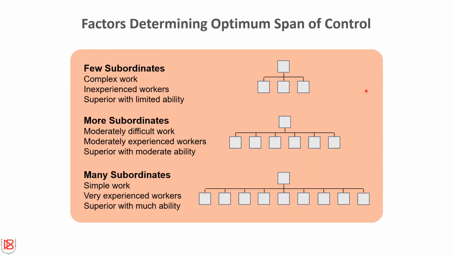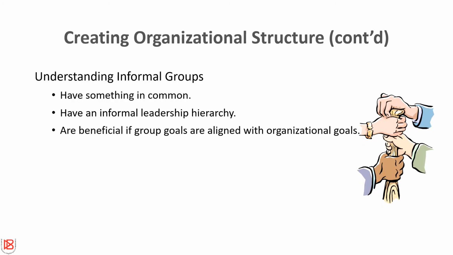The case might differ in determining the optimum span of control. Here we are talking about fewer subordinates: it is very complex work, with inexperienced workers probably, and a superior with limited ability. When we have more subordinates, it means the work is relatively easier, the workers themselves are probably very experienced, and the superior has a definite ability in managing them. But when people have many subordinates, it says the work is absolutely simple. The workers are very confident, very experienced, very fluent in their work, and the superiors too are of excellent quality.